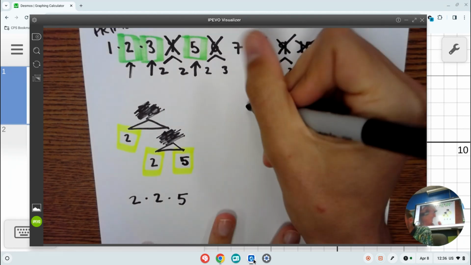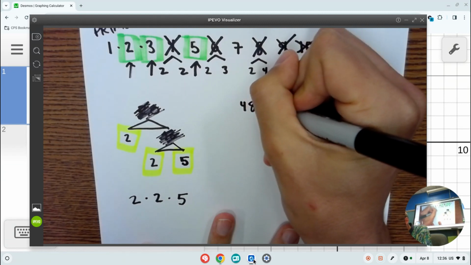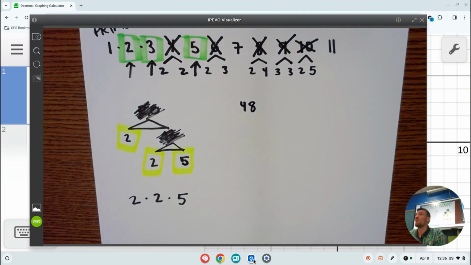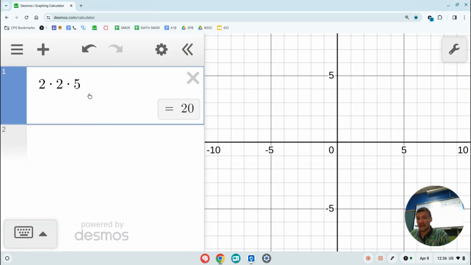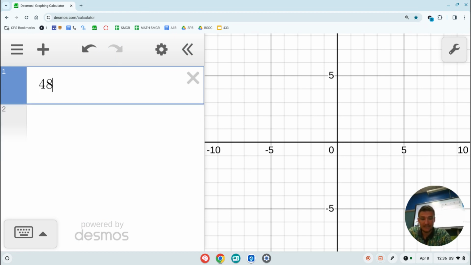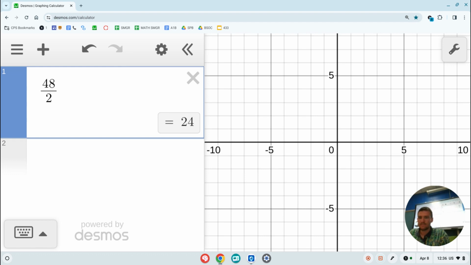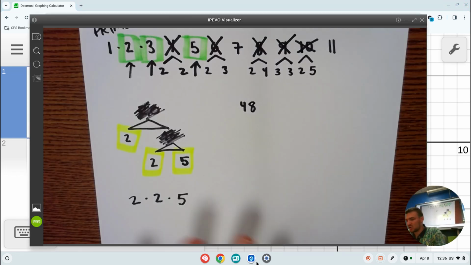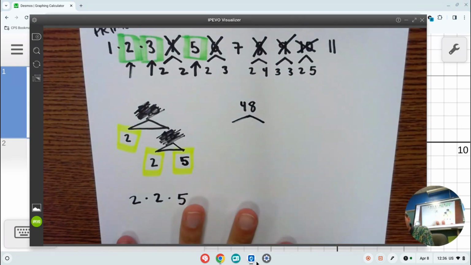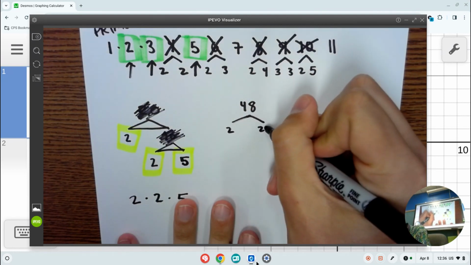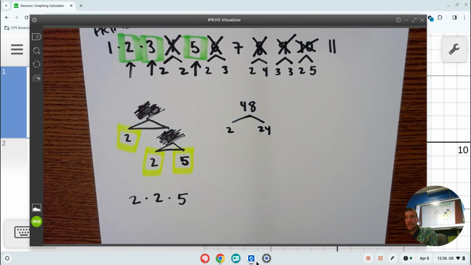Okay, so let's try this one. Instead of 20, let's try 48. Really simple. Go to Desmos, type 48, divide, and then just try 2. If that doesn't work, try 3. And if that doesn't work, try 5. So divide it by 2, and you get 24. So draw your 2 splits, a 2 and a 24.